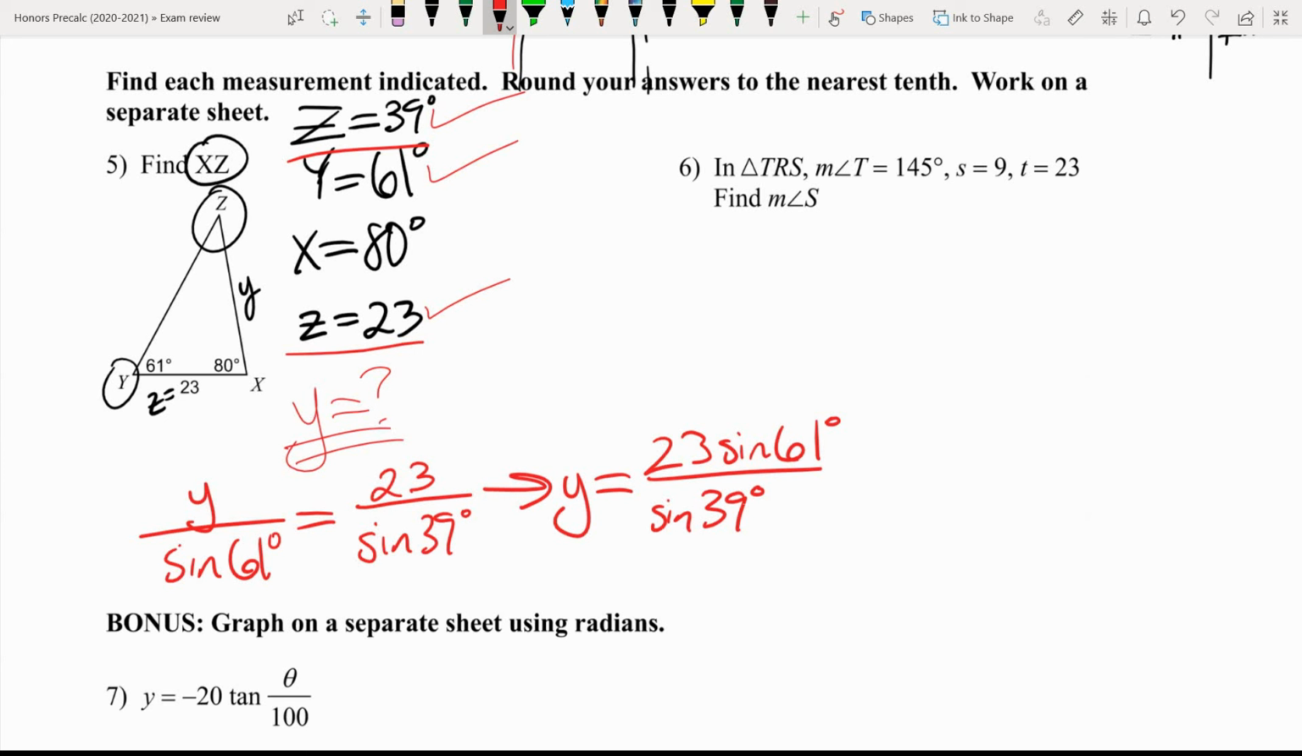Let's just do that really quick on my calculator here. So make sure you're in degrees mode first of all. I am. So I'm just going to take 23 times sine of 61. Make sure you put a right parenthesis on that. And then divided by sine of 39. And we get about 31.96 to the nearest tenth. It'd actually just be equal to approximately 32.0. Okay, so we're able to use law of sines on that one.